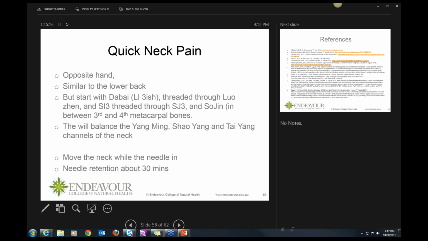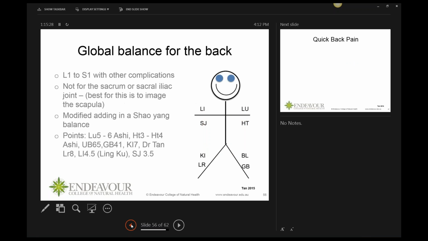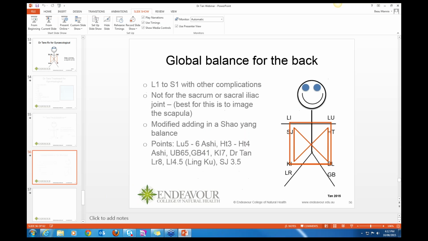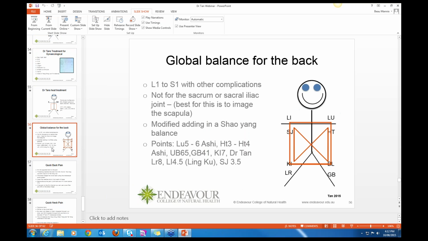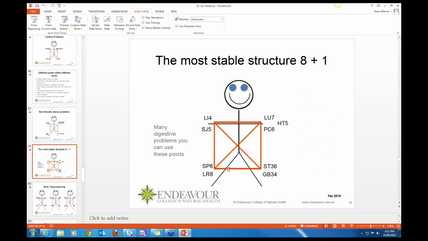I was double checking on the 8 magic points, whether it was meant to be spleen 6 or spleen 9. Just one sec, I'll just go back to it. Where did I see that? Sorry. No, I think it was somewhere. I have to do it this way. Yep, spleen 6.